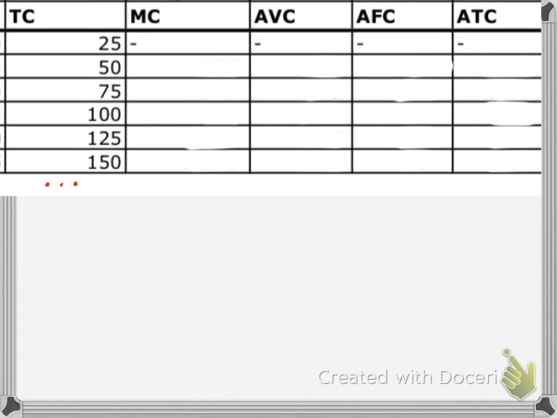It's now typed. But now we're going to move on to marginal cost, average variable cost, average fixed cost, and average total cost. For calculating marginal cost, it's pretty much wage divided by your marginal product. To calculate your average variable cost would be your total variable cost divided by your total product. Your average fixed cost would be your total fixed cost divided by your total product.